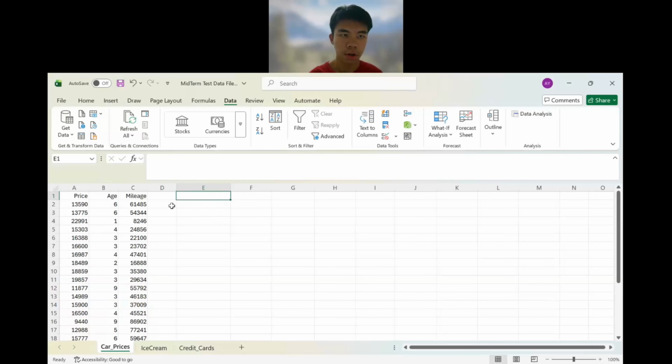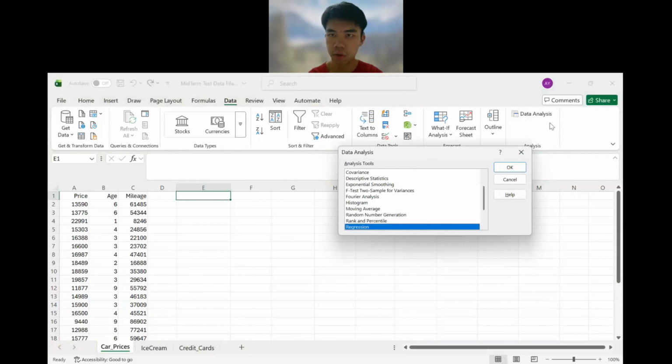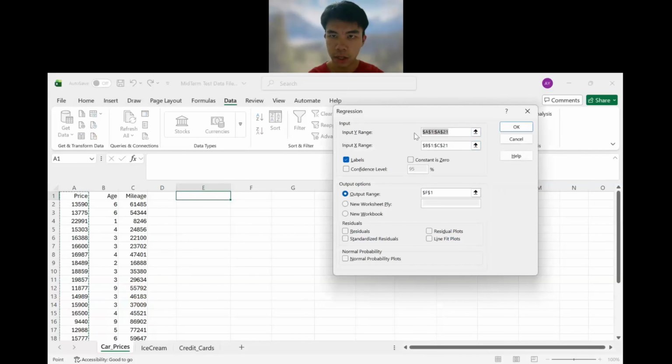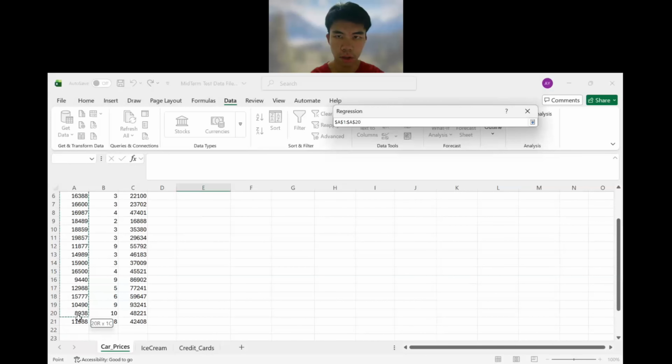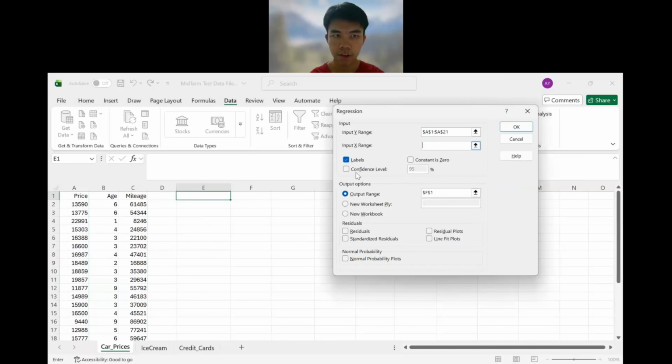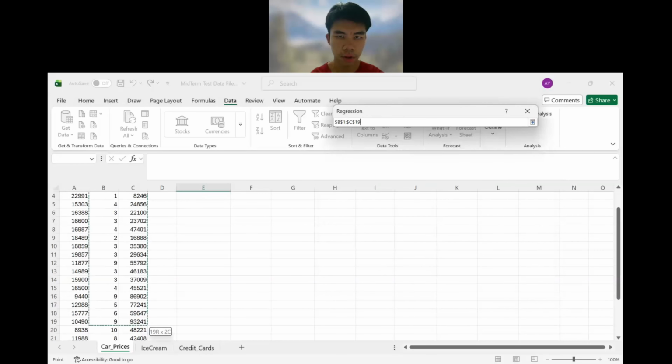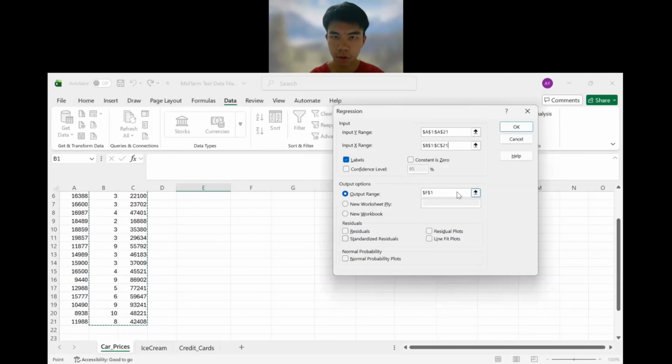So here we have the price, age, and the mileage. First we need to calculate the regression using the Excel tools. So select data analysis, regression, and hit OK. And then the input Y is the price, which is the dependent variable. And then for the input X is the age and mileage, which are the independent variables. So I'll put them here, then OK.